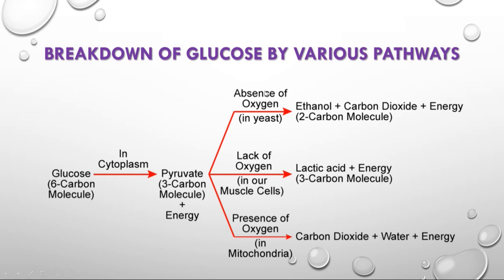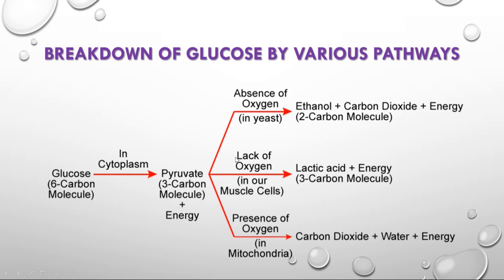In yeast, the absence of oxygen helps to break down the pyruvate, producing ethanol. The results are ethanol plus carbon dioxide plus energy. So energy is produced, carbon dioxide is produced, and ethanol is produced, which is a two carbon molecule.